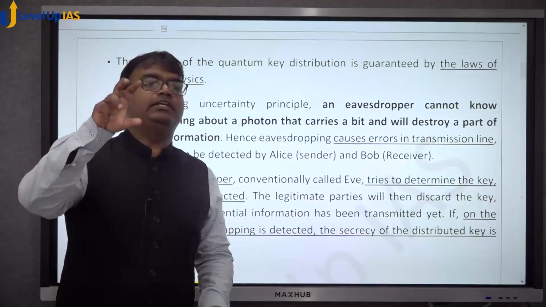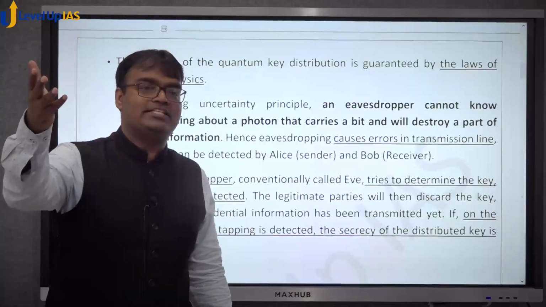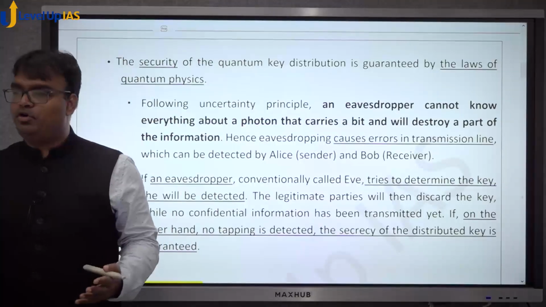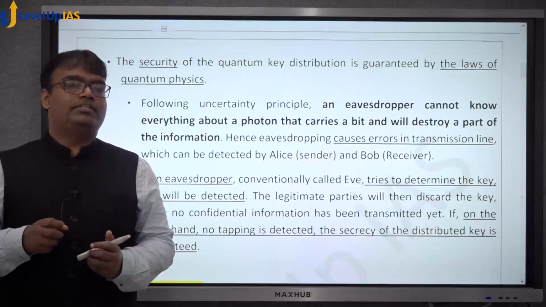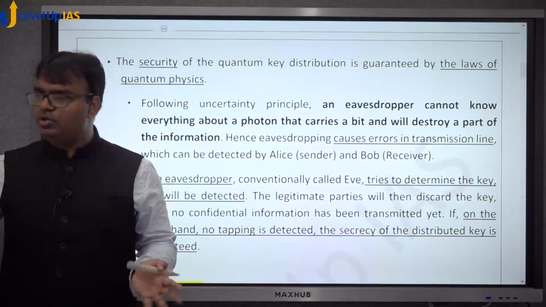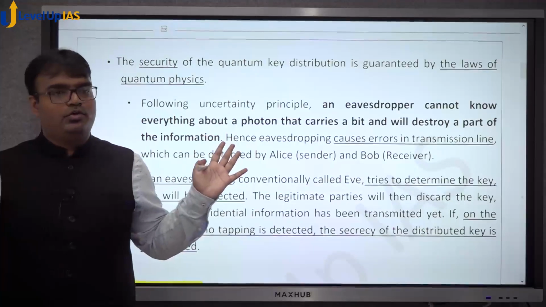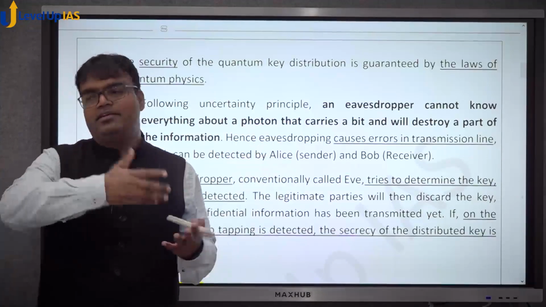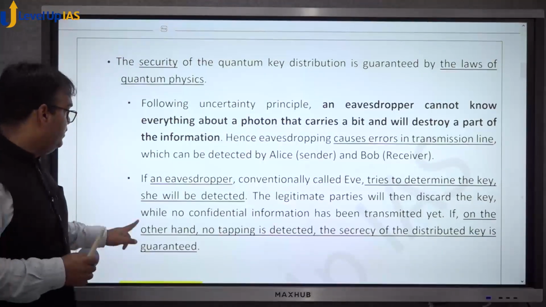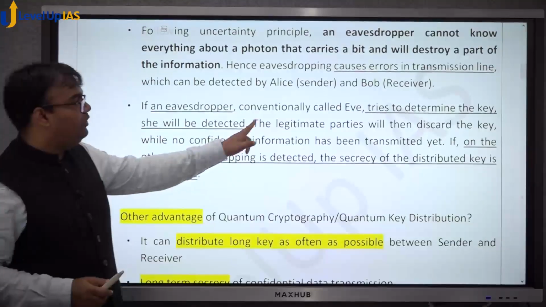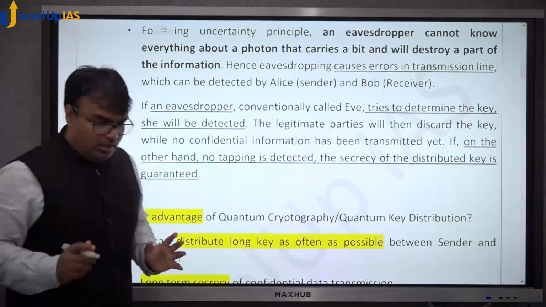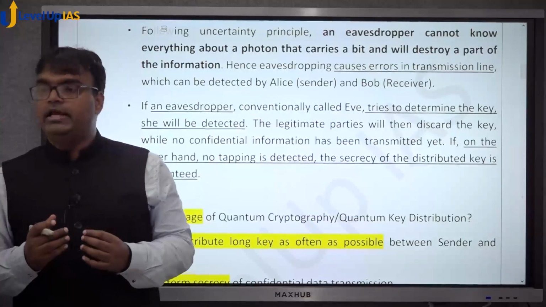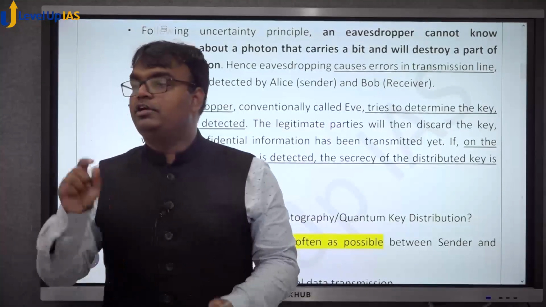So not only has he read the wrong message because the message has changed, an error has also been caused in the transmission line. The sender and receiver would know that someone was trying to read our message, and they'll discard that. They would know that it has been modified, it's not our original message, and they'll try to resend it. If an eavesdropper, conventionally called Eve, tries to determine the key, she'll be detected. By the way, generally quantum cryptography is used to transfer the key.